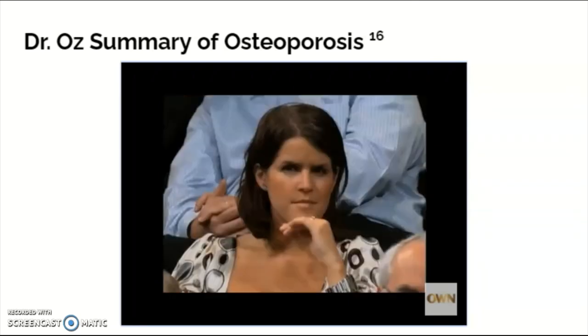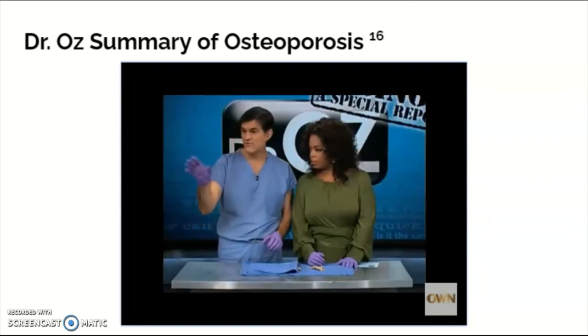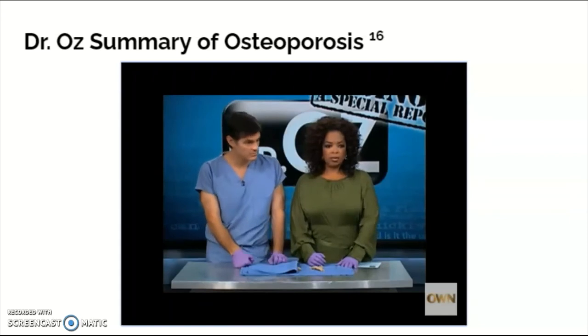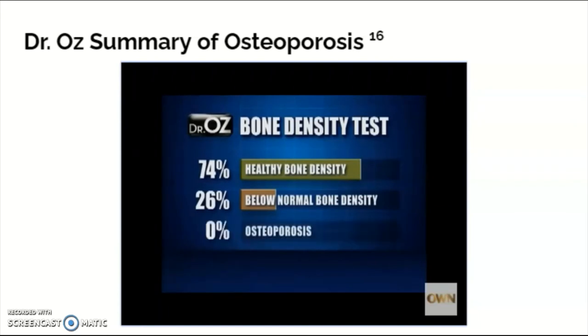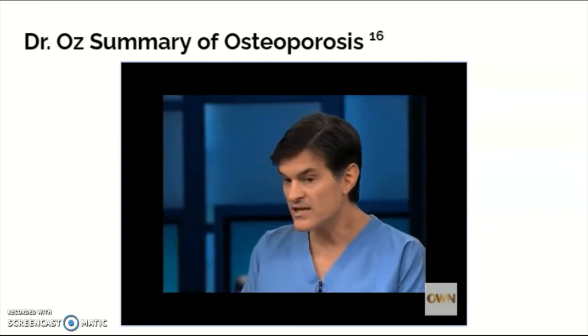All right. What were the results of our audience, first of all? Well, 74% of you are normal. But 26% of you have osteopenia. Nobody, thankfully, had osteoporosis. So you're all doing a reasonable job. But the osteopenia, especially because a lot of you are young, is going to translate to osteoporosis as you get older. So what do you do about it?